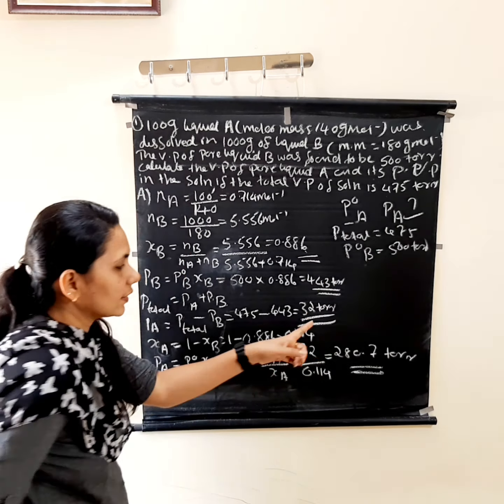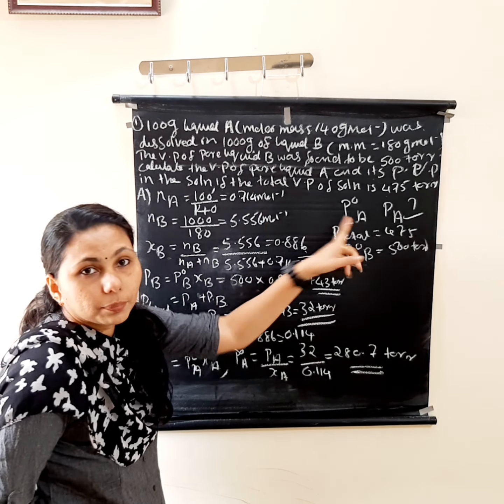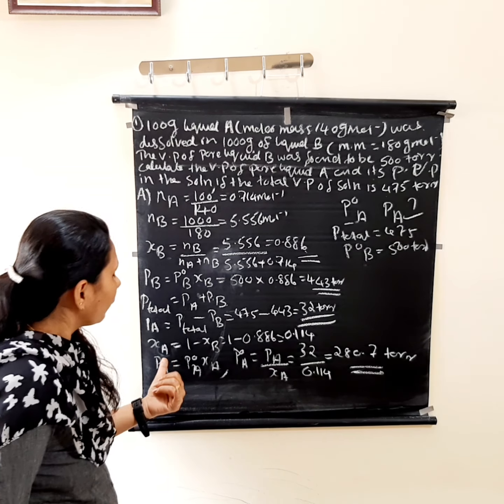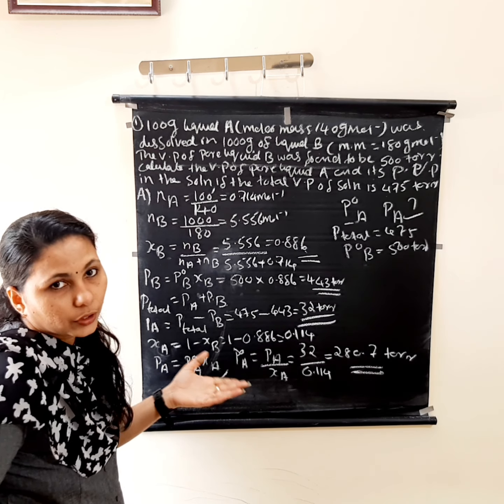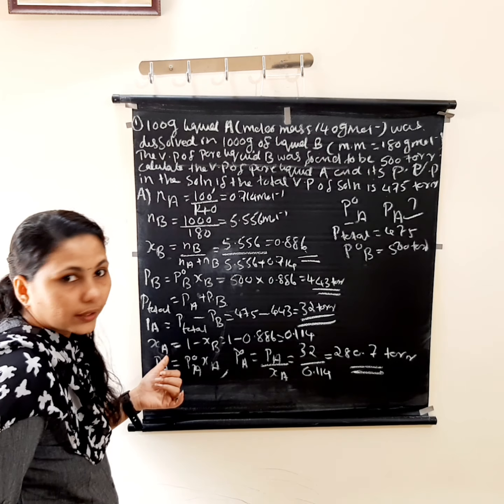PA we got, that is 32 torr is the unit. Okay. Then next we have to calculate P0A. We know XB we calculated. We know XA plus XB equal to 1. So easily we can calculate XA.